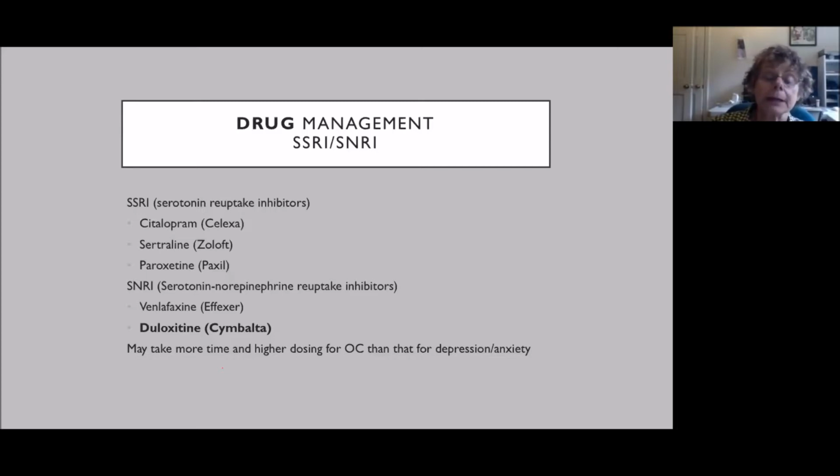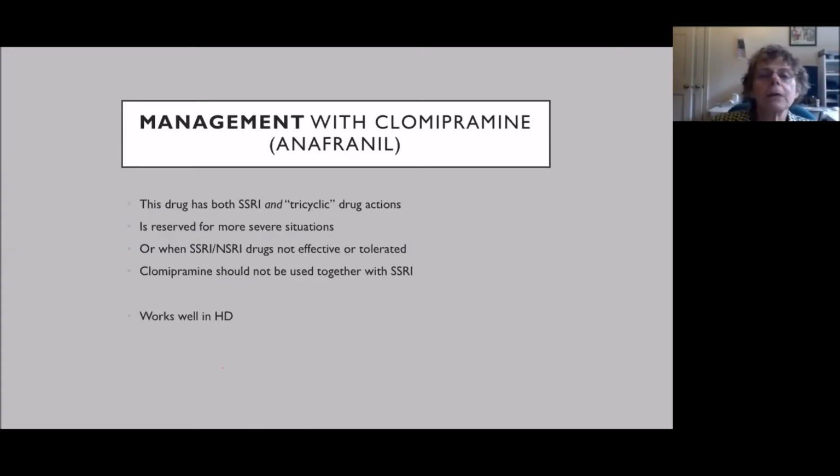Also to remember is that it takes more time and higher dosing than that needed for depression or anxiety. It takes longer for this symptom to respond than depression or anxiety. So don't stop these drugs too soon. And when I say it takes more time, it may take a month or two. And it will take certainly that long or more to reach the best dosage for treating this symptom. Another drug I want to talk about is something called clomipramine, which is an old drug.